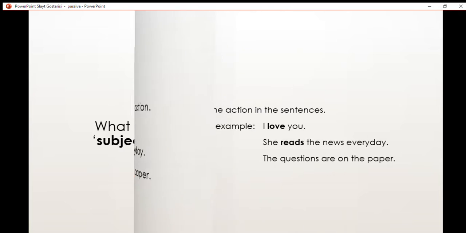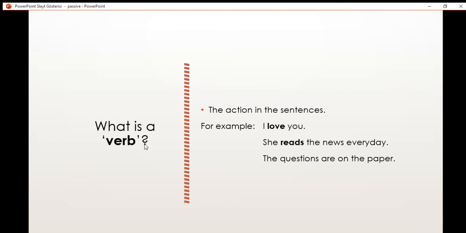So what is a verb? A verb is the action in the sentence. For example, in the sentence "I love you," love is the verb. In "she reads the news every day," reads is the verb. In "the questions are on the paper," now, this is not an action sentence, but are, be in the form of are, could be called the verb of this sentence.